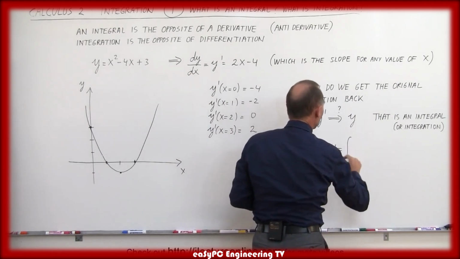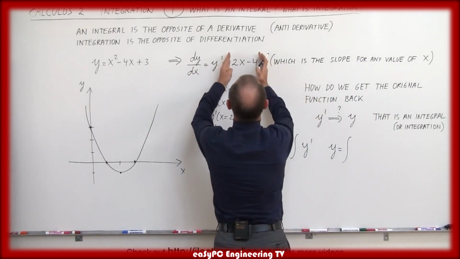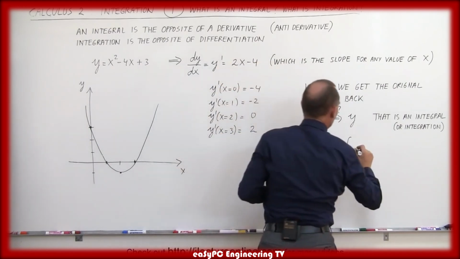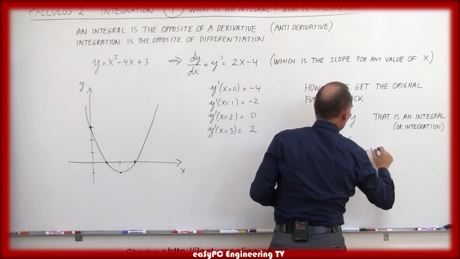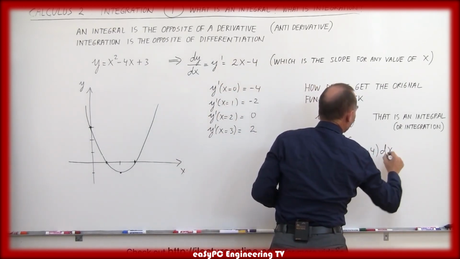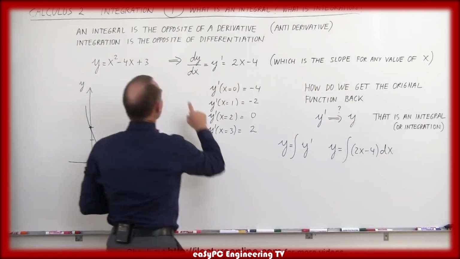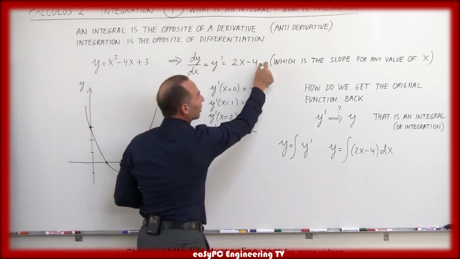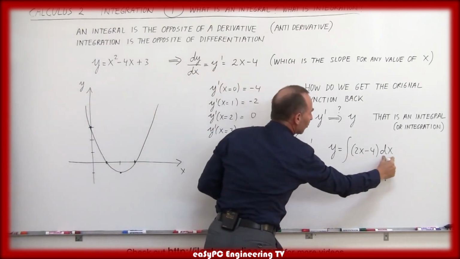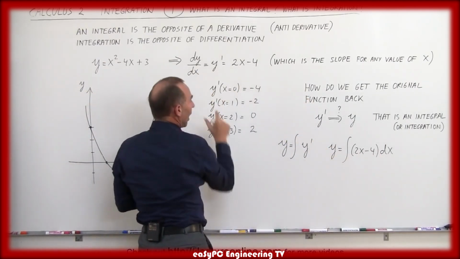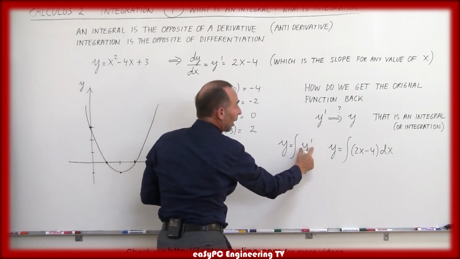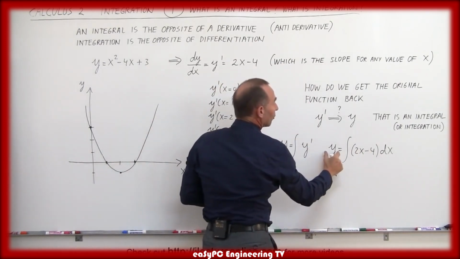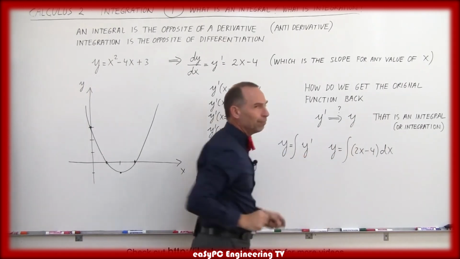Y is equal to the integral of this derivative right here, which is 2x minus 4, and then we write times dx. Remember, whenever we take a derivative, we have that dx here. So we put the dx and put it back over here. We write it as 2x minus 4 times dx. So we get dy. So y prime or dy goes in here. And to find y, we take the integral of that.